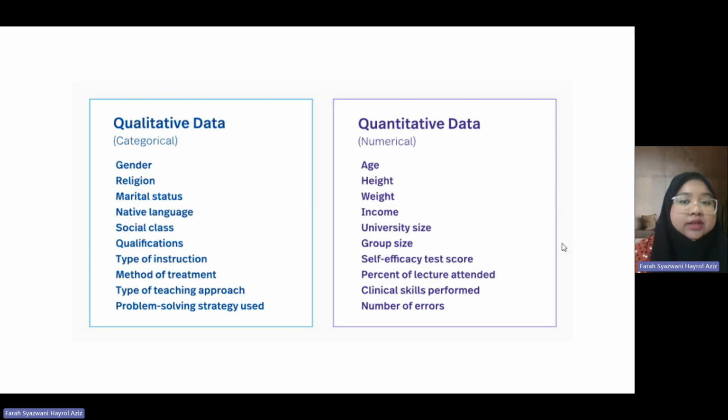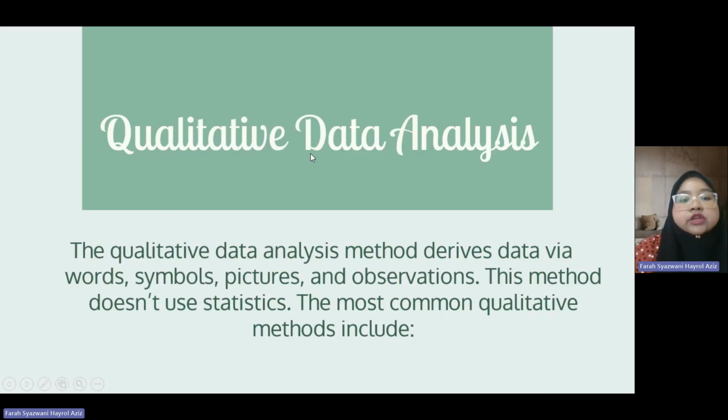For example, in quantitative data, you will be describing the respondent's age, height, weight, income, the size of your university, the size of your group, self-efficacy test score, percentage of lectures attended, clinical services performed, and also number of errors. The definition of qualitative data analysis is provided here.